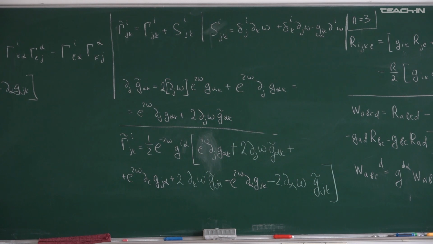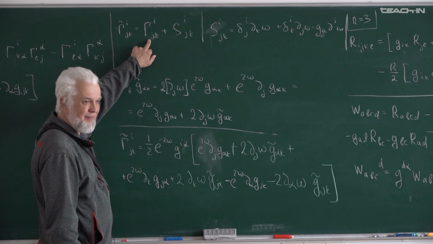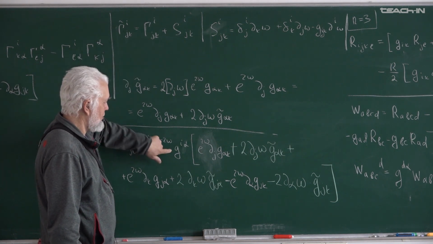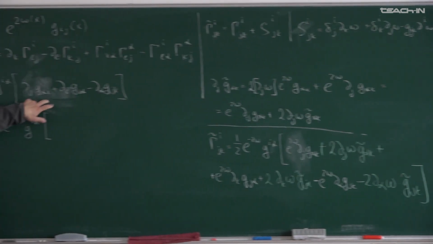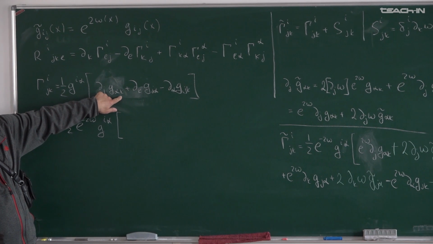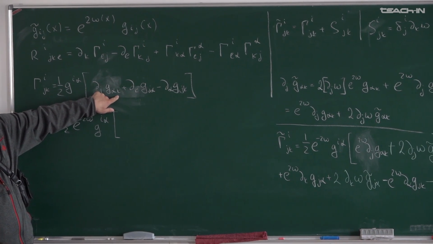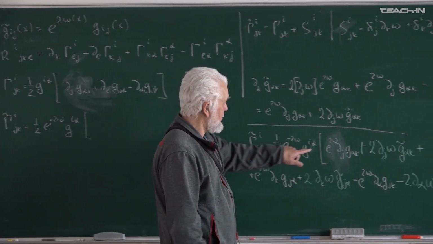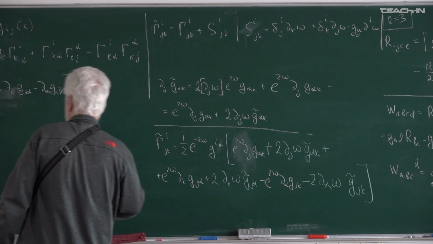Okay. If you collect white terms, you obtain this. So white terms are exactly this. You see? White terms. Okay? Okay? White terms and green terms. Okay, so let's write.